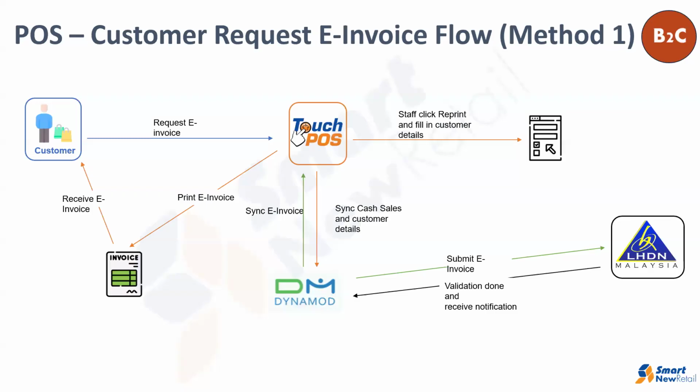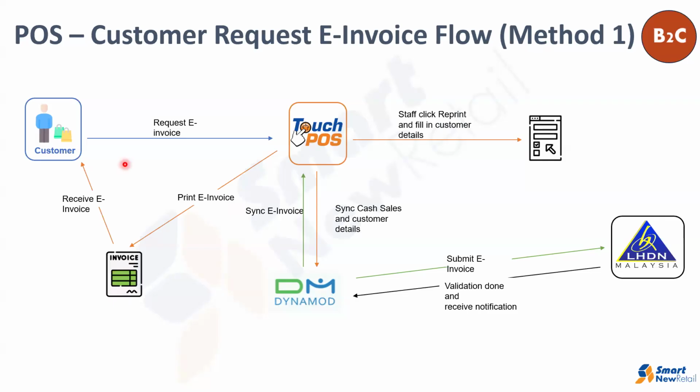Okay, so finally to the POS. When you create a POS sale, like a customer walks into your counter and buys something, the POS will have a receipt for them. Okay, this method one, this is where we help the customer to submit. Customer buys something on the counter and requests an e-invoice. So we get their information, we help them fill in. After that, we can print the e-invoice for them. This is the first method, method one.